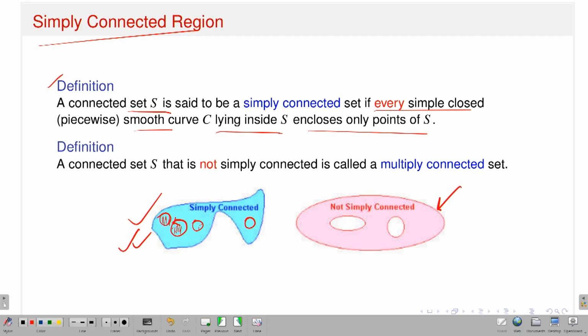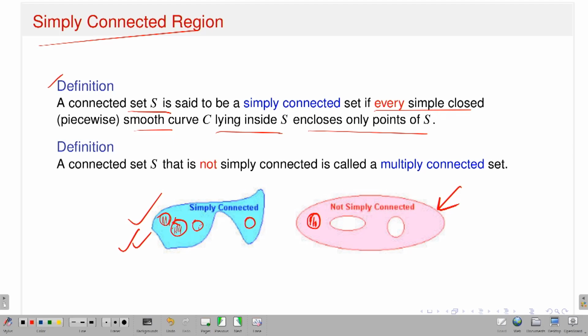Now look, this region I have drawn is not simply connected. Why? If I take this simple closed contour, of course it encloses only points of S. That's perfectly all right. But what is the definition? It says that a connected set is simply connected if every simple closed piecewise smooth curve lying inside S encloses only points of S.